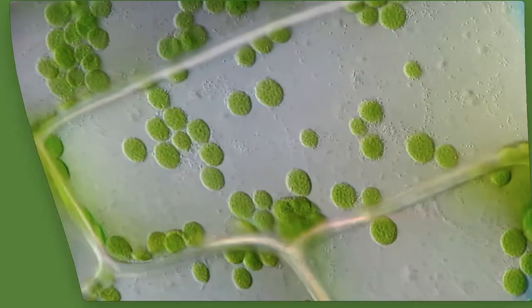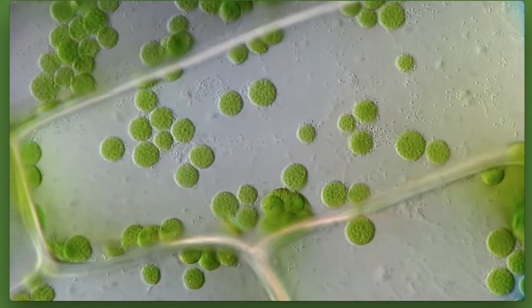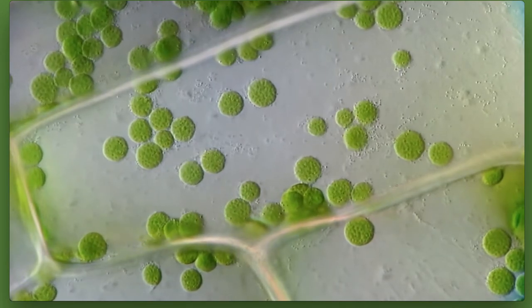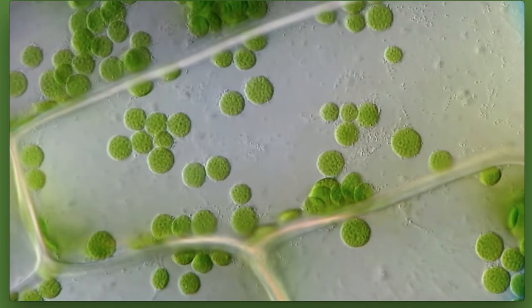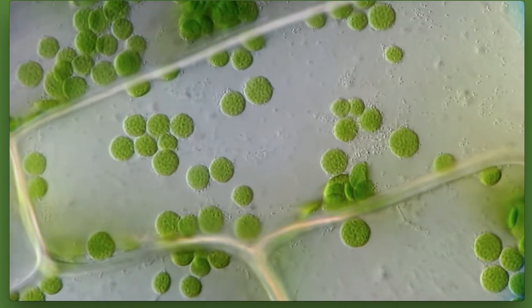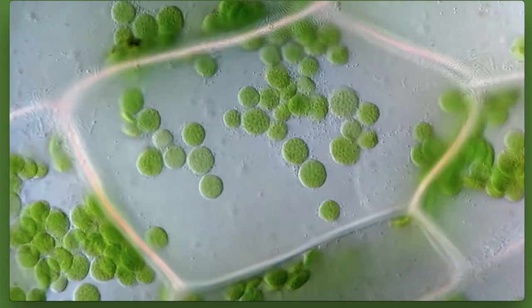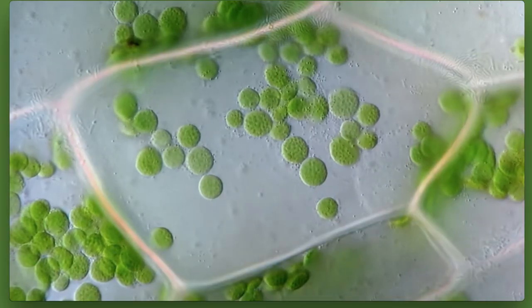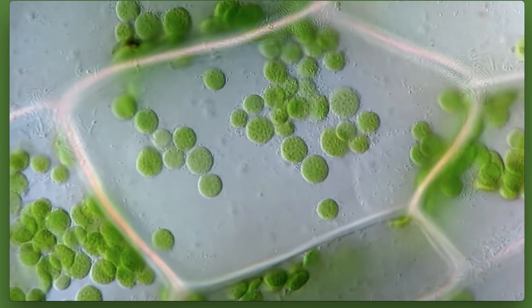So here's a little treat. This is microscope imaging or microscope video of a plant cell, and you can see something known as cytoplasmic streaming. And what's happening here is you have basically nutrients moving around and the chloroplast moving around in the plant cell. This is going to help transfer nutrients to different organelles inside of the cell.